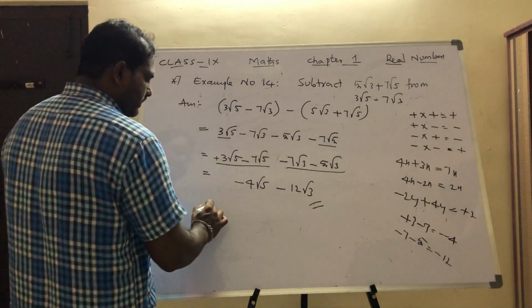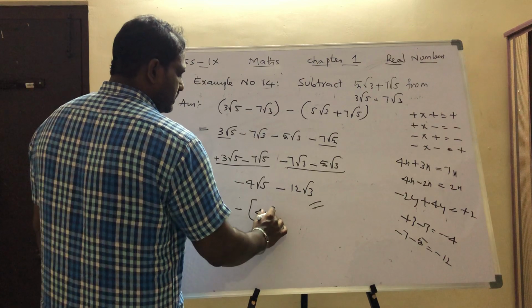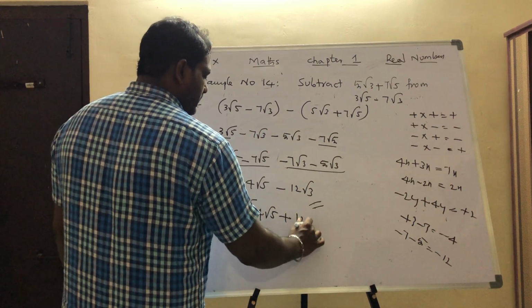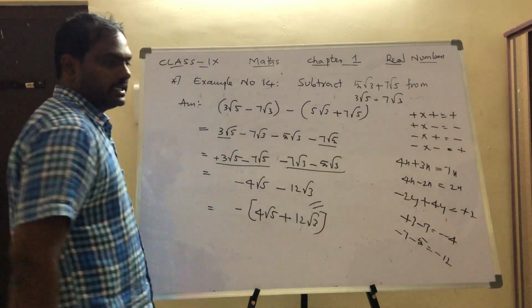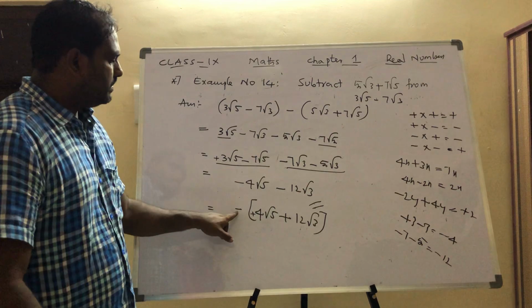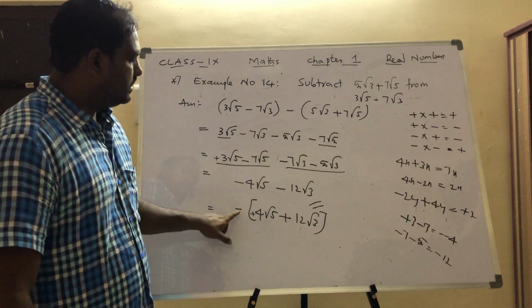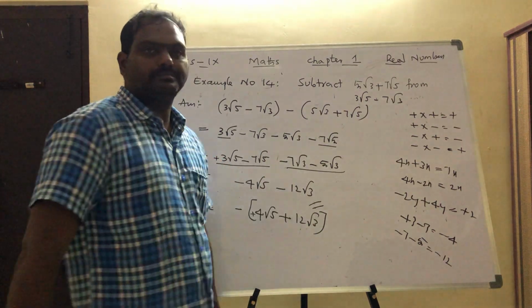In our textbook, one more step is given. They have taken the minus common, so what you will get is minus 5 root 3 plus minus 4 root 5 plus 12 root 3, because if nothing is given, plus is the symbol. Plus into minus is minus, minus into minus is plus. And they have just written a bracket.